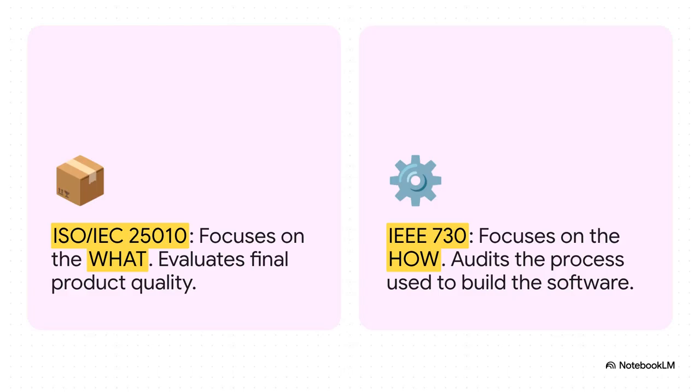It really boils down to two key perspectives. On one hand, you have ISO/IEC 25010. That's all about the what. It evaluates the quality of the final product, the thing you and I actually use. Then you've got IEEE 730, which focuses on the how. It audits the quality of the process used to build that software.